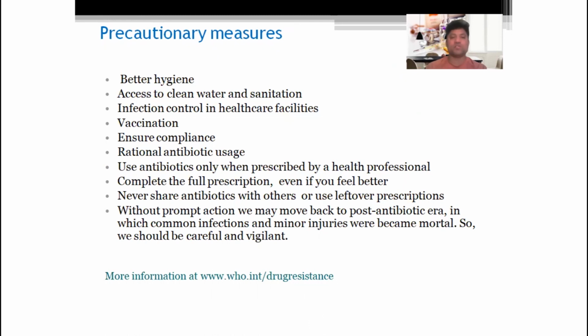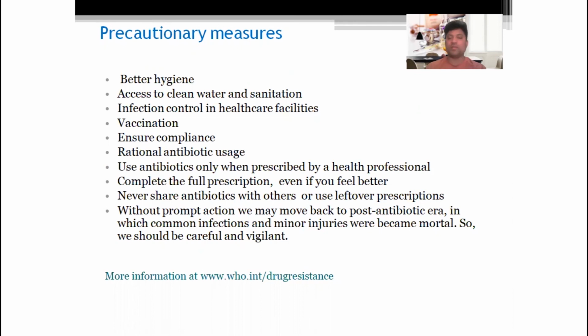As a precautionary measure, we should have better hygienic conditions. We should have access to clean water and sanitation. Infection control and healthcare facilities should be available. People should be vaccinated properly. We should establish compliance successfully. Use antibiotics rationally, only when prescribed by a healthcare professional or physician. Complete the full prescription, the full treatment protocol, even if you feel better. Never share antibiotics with others or use leftover prescriptions without prompt action.